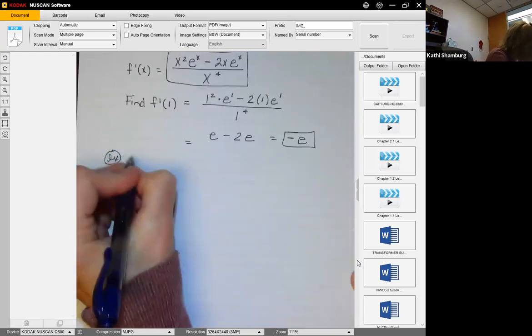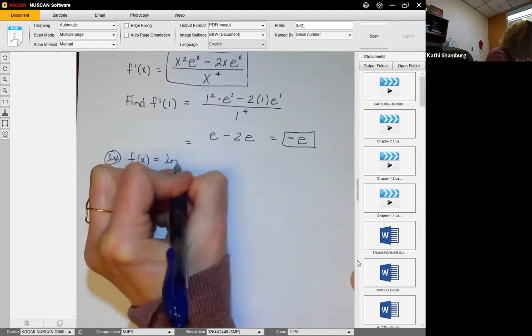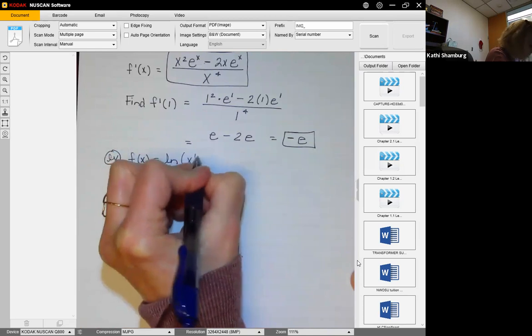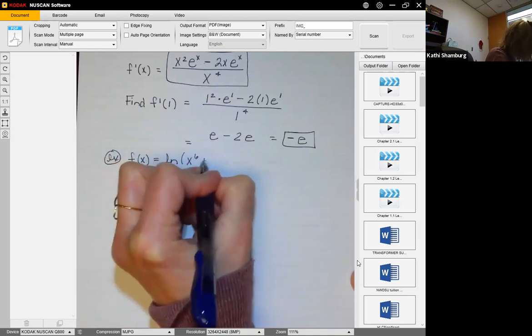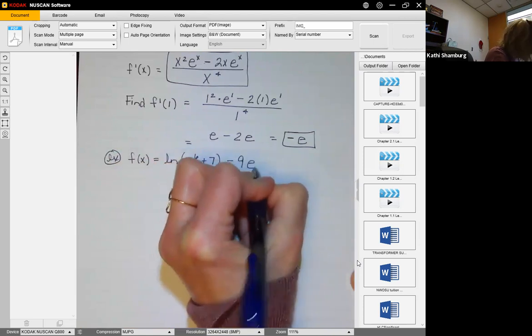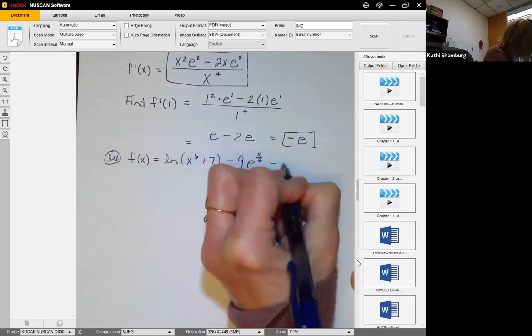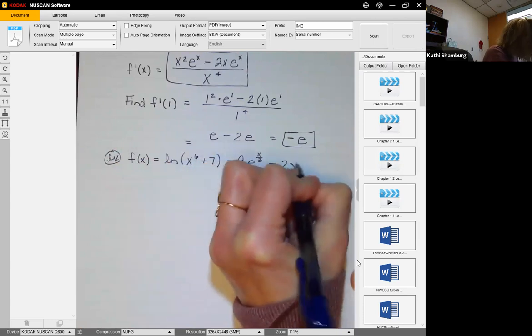All right, f of x is equal to the natural log of x to the 6th plus 7 minus 9e to the x over 3. Okay, that's a little interesting. Minus 2x.